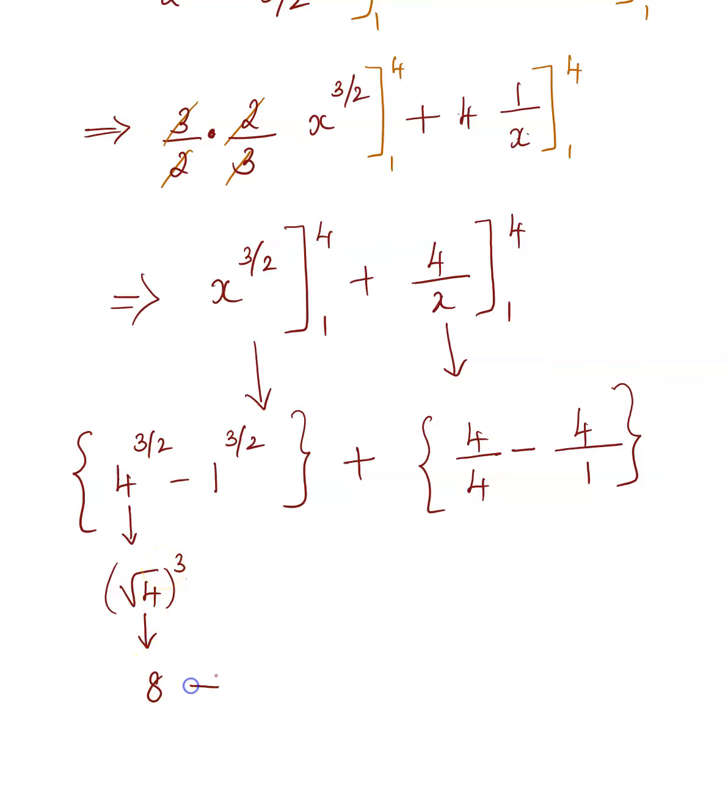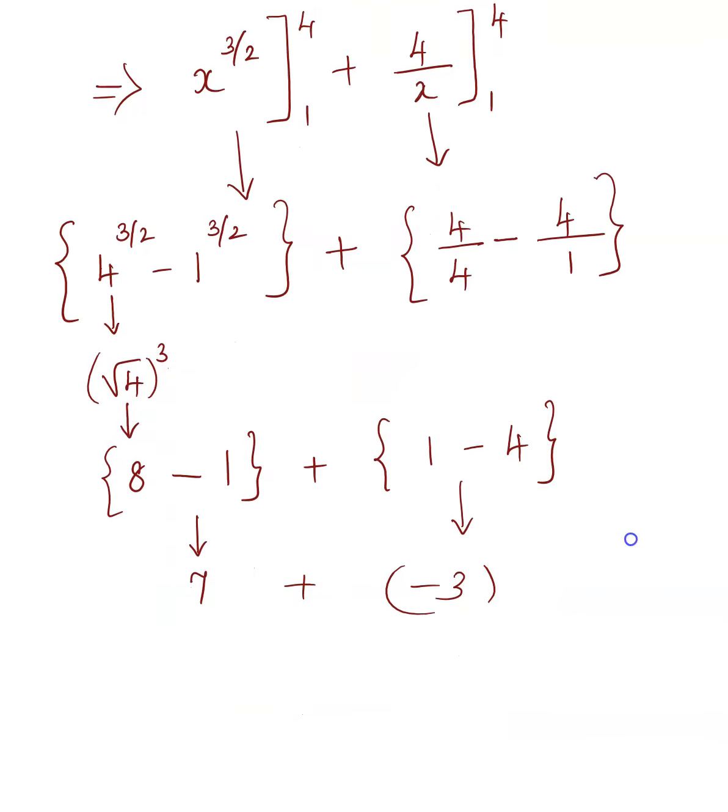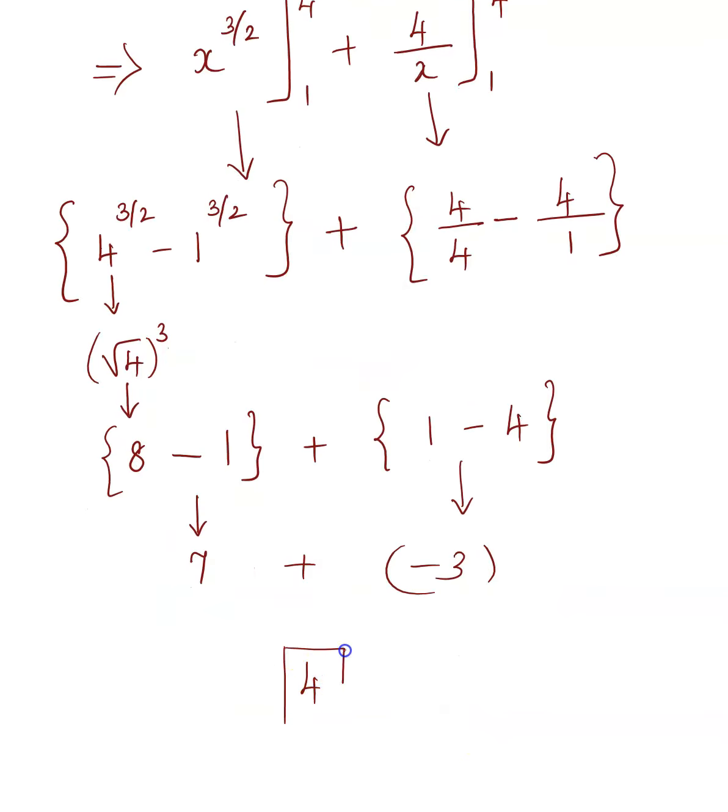So 8 minus 1 power anything is 1, so you got that, plus 4 over 4 is 1, minus 4. So that will be 7 plus, that will be negative 3, which is positive 4. So that is our answer for the third problem.